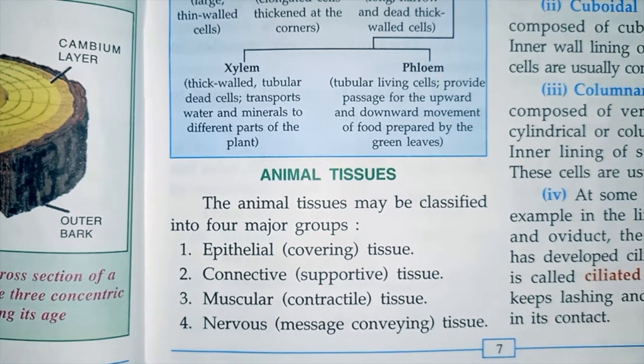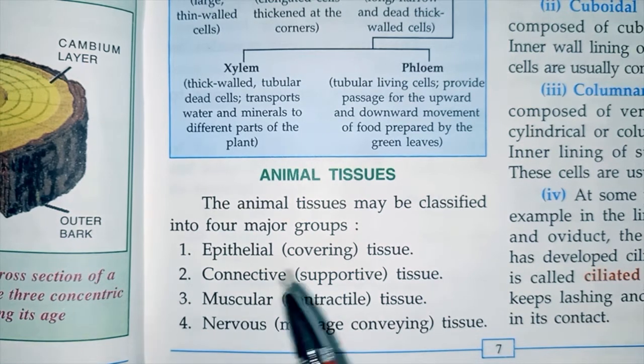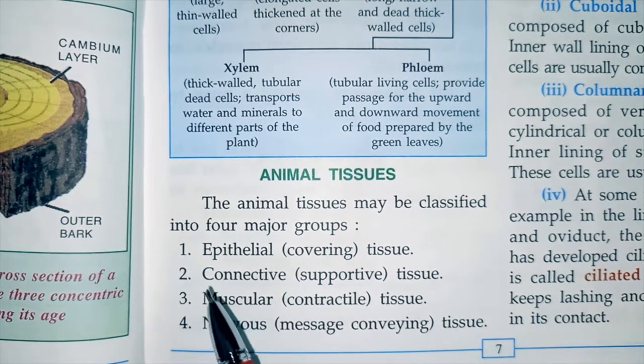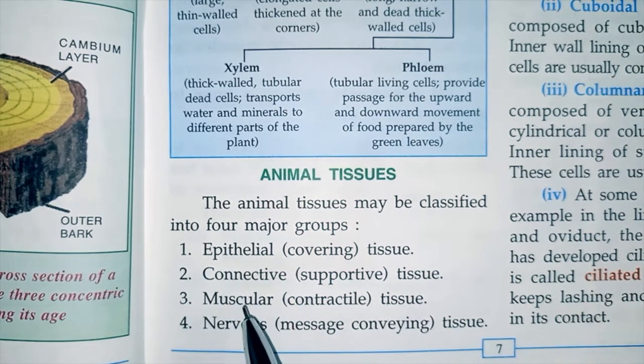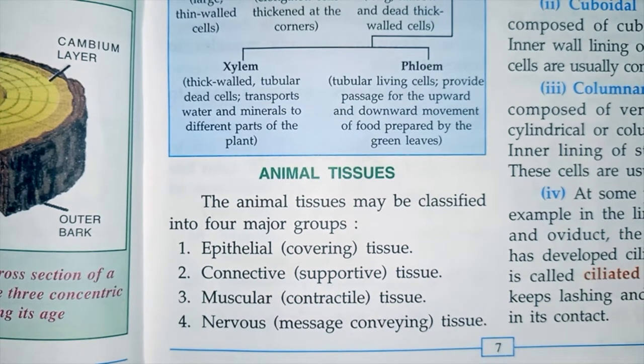In the last class, we learned about the plant tissues. So in today's class, I will be telling you about animal tissues. So let's see. What are the types of tissues present in animals? Basically, there are only 4 types of tissues present. One is epithelial tissue, the second one is connective tissue, third is muscular tissue and fourth is nervous tissue.